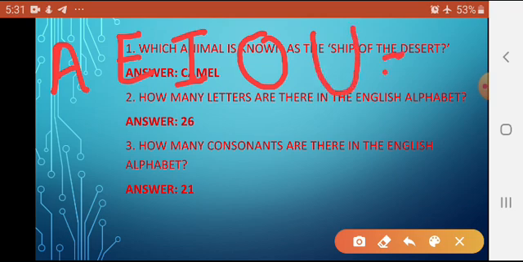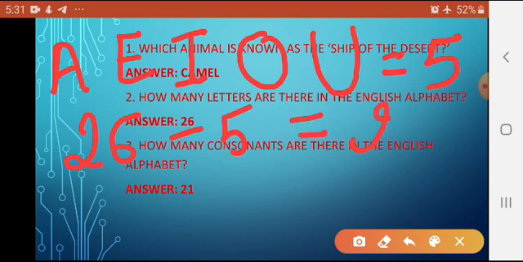So there are 5 vowels. So if you reduce 5, you minus 5 from 26, how many remain? That is 21, and that is the number of consonants. So there are 5 vowels in the English alphabet, and if you minus 5 from 26, you receive 21, and that is the number of consonants in the English alphabet.